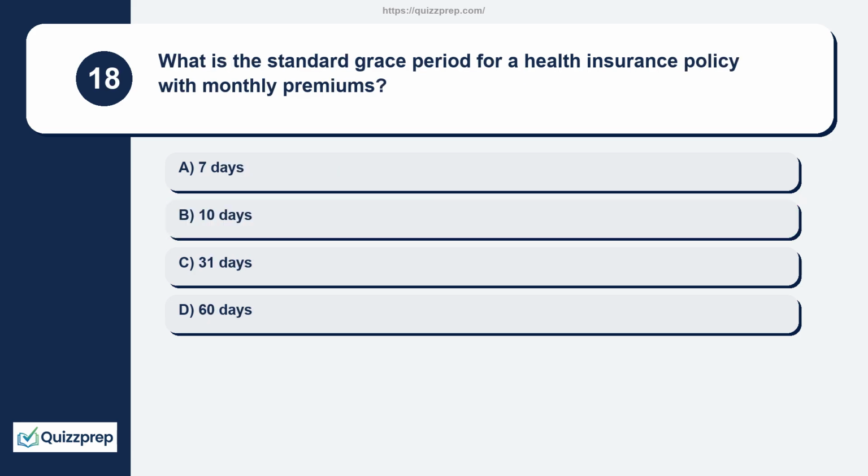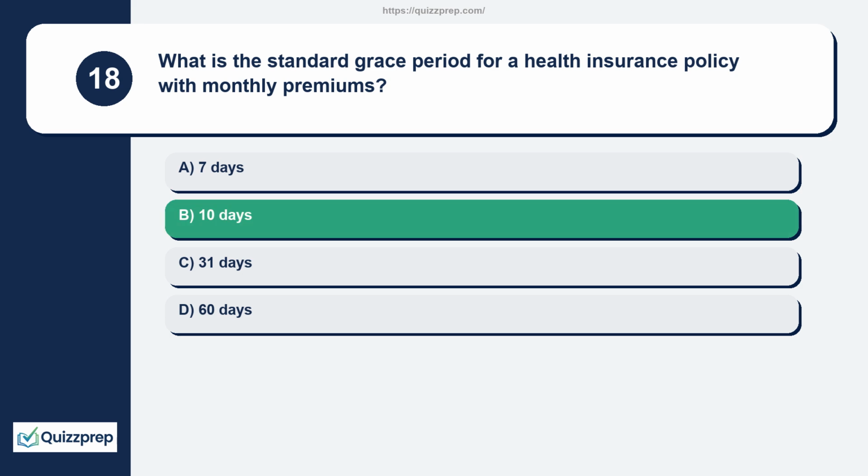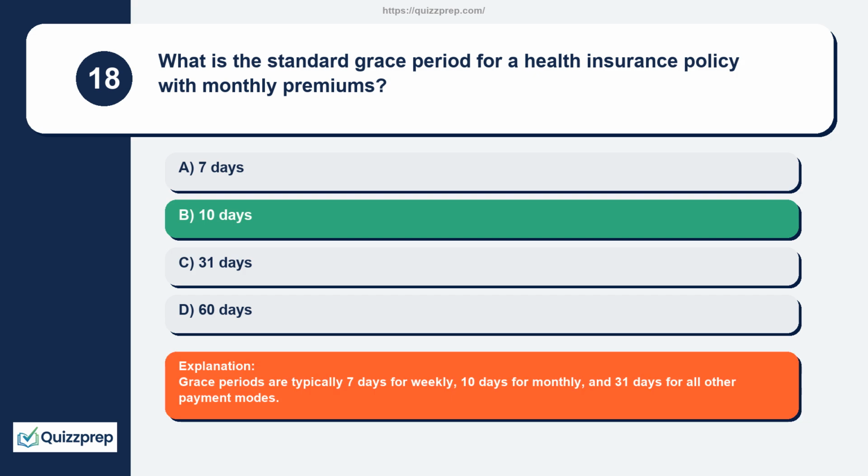Question 18. What is the standard grace period for a health insurance policy with monthly premiums? 7 days, 10 days, 31 days, 60 days. Grace periods are typically 7 days for weekly, 10 days for monthly, and 31 days for all other payment modes.